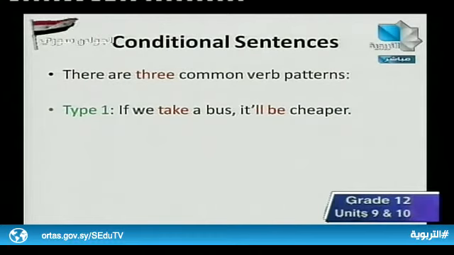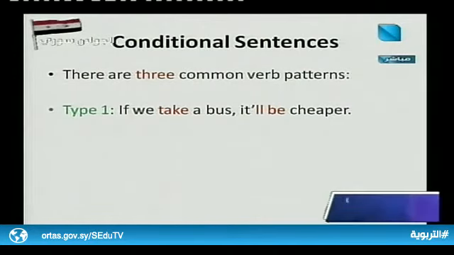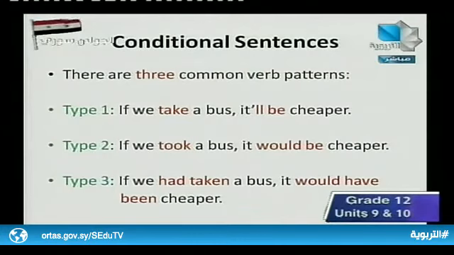As we mentioned, there are four types, but in general we can say there are three common verb patterns of conditionals: type one, type two, and type three. The first one: if we take a bus, it will be cheaper, which is present simple and simple future. The second: if we took a bus, it would be cheaper, which is simple past with would and the infinitive. The third: if we had taken a bus, it would have been cheaper.